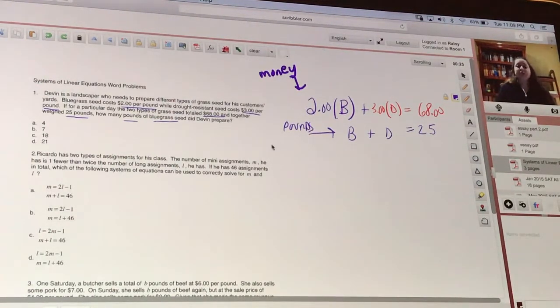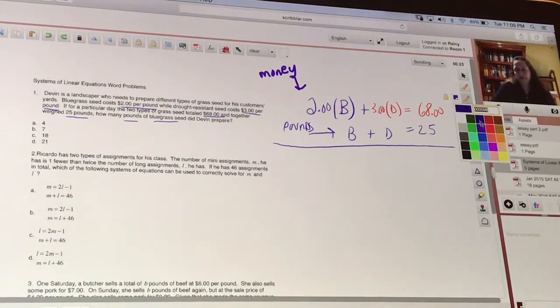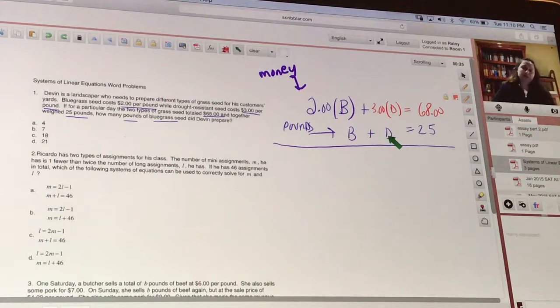So now for the easy part, we get to solve it. We are looking for bluegrass. Since I want to solve for B, I'm looking to get the D's to cancel. And as you can remember, we solve these by combining them vertically. So in order to get the positive 3D to cancel, I'm going to need the second equation to become negative 3D. And then they'll just cancel each other out.